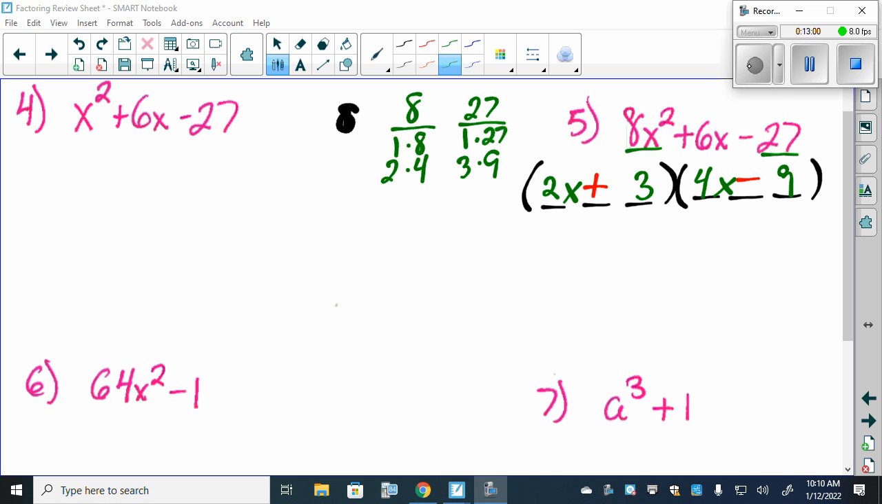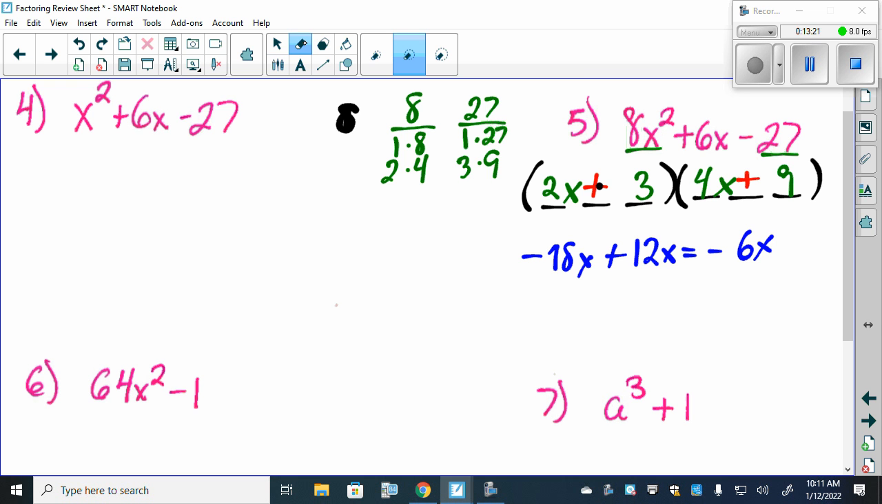So let's check it here, and most likely we will need to flip the signs. 2x times negative 9 is negative 18x. Plus 12x is negative 6x, but we want it to be positive. So we flip the signs, which would make it positive. So the correct answer would be 2x minus 3 times 4x plus 9. And that'd be it.